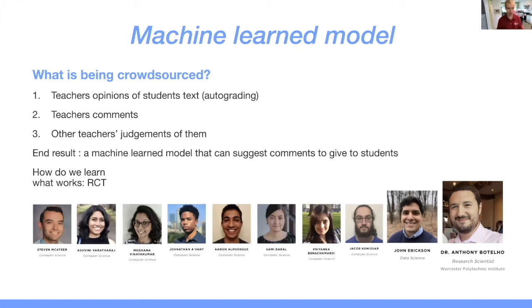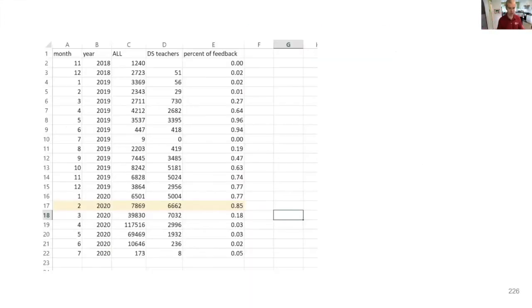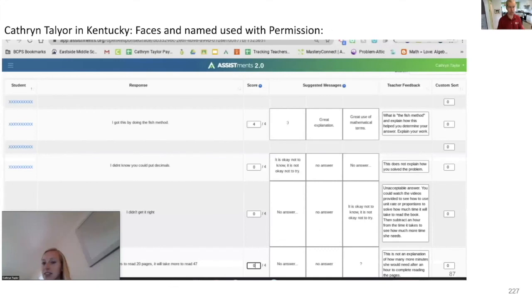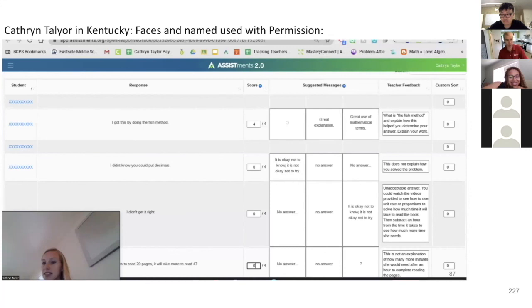These are the guys and gals that actually ran the study. Let me give you something concrete. Catherine Taylor, teacher in Kentucky, I talked to you two weeks ago. I said, Catherine, show your screen, and you don't mind if I use your face, right, Catherine? And she said, that's fine, Neil. So this is Catherine. She uses Assistments. She loves this thing that I give away for free.